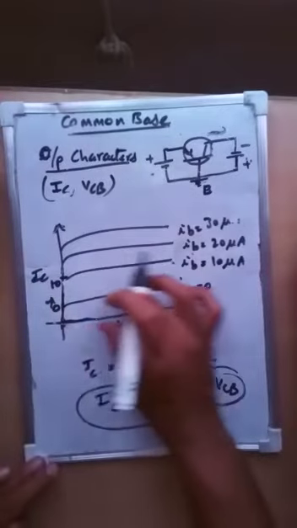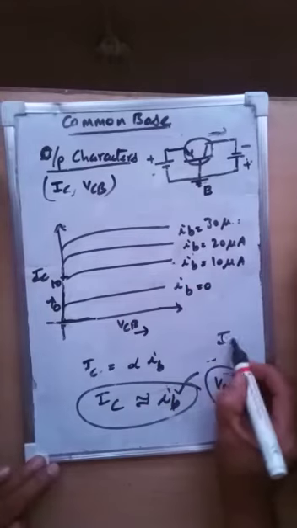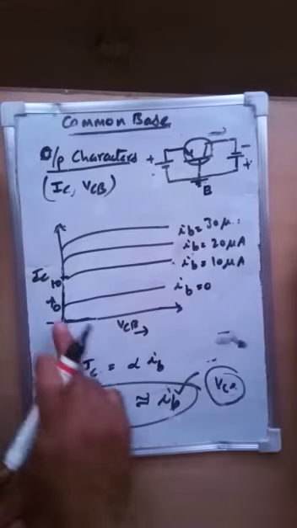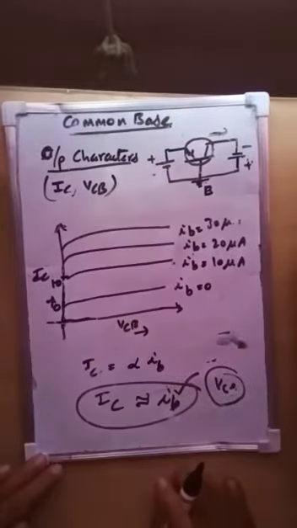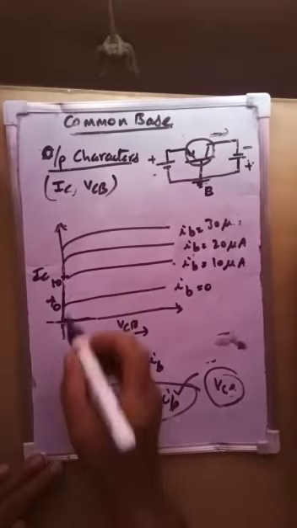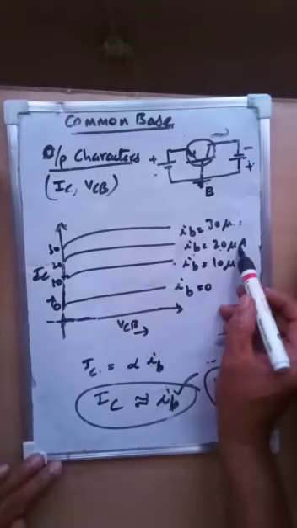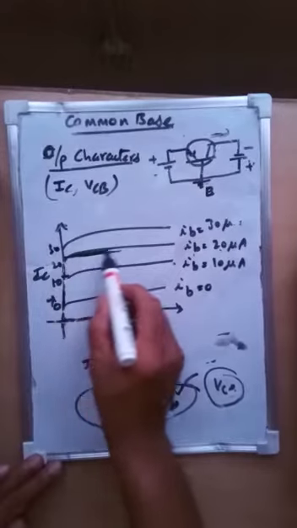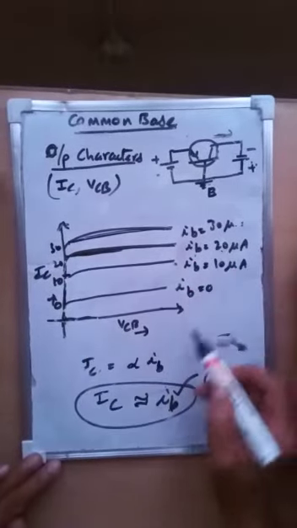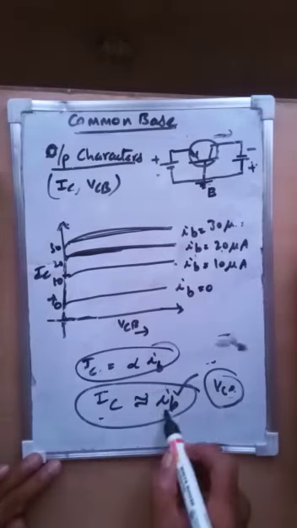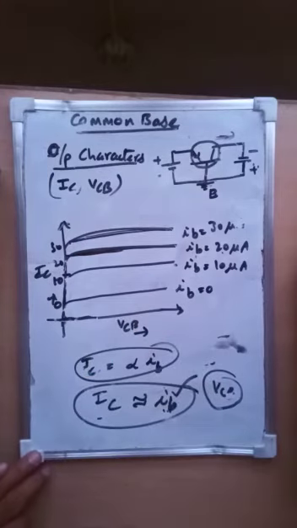There is a small region where some ICO flows, which is in microamperes, so the curves cannot fully coincide, but we treat them that way for the time being. Similarly, this is 20 microamperes and this is 30 microamperes. For an input of 20 microamperes, a constant 20 microamperes of current flows, and for 30, 30 microamperes. Whatever the value of the input current, because of this formula, IC is approximately equal to it, and the same value will appear. This is how the output characteristics look.